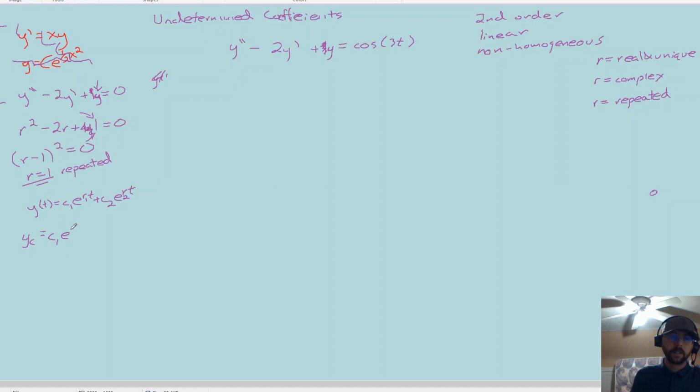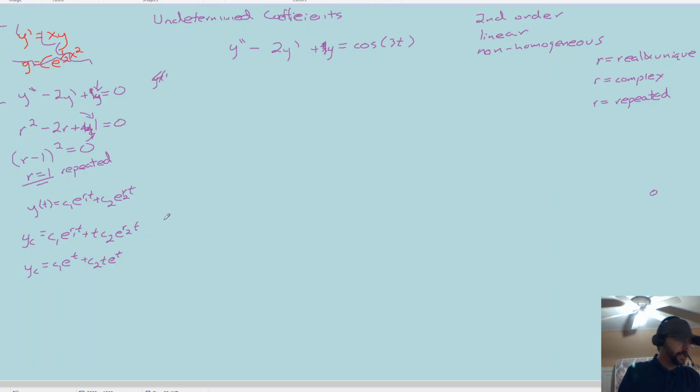c1 e to the r1 t plus t c2 e to the r2 t, and I wrote r1 and r2 even though I shouldn't have. They're the same. It's a 1, and actually I should have just written the 1. So let me rewrite it. yc equals c1 e to the t plus, I'm going to switch the order, c2 t e to the t. So that's the characteristic solution.